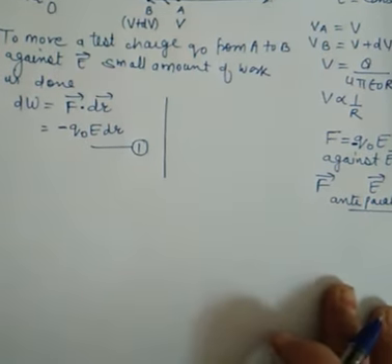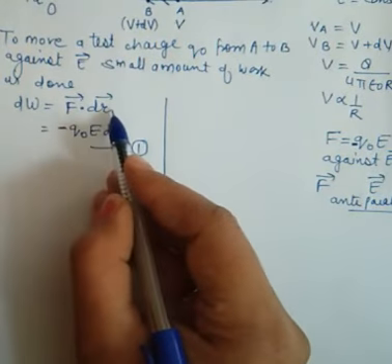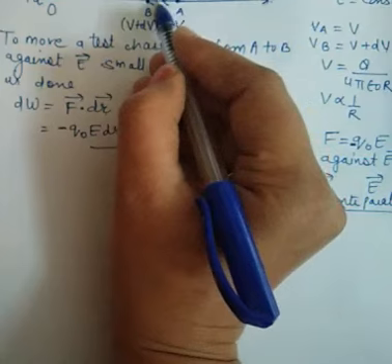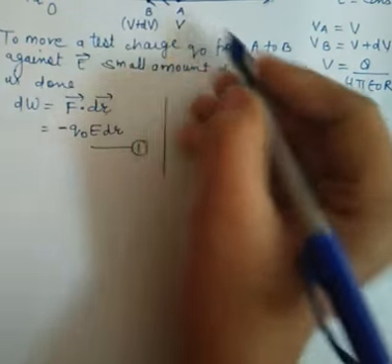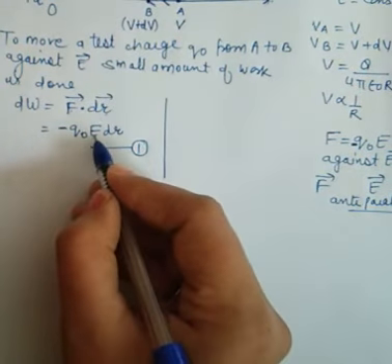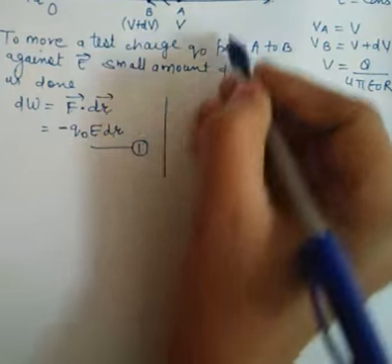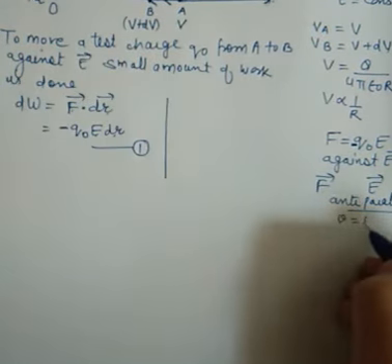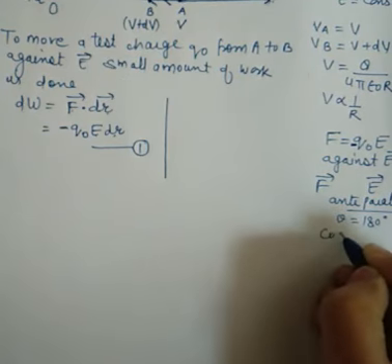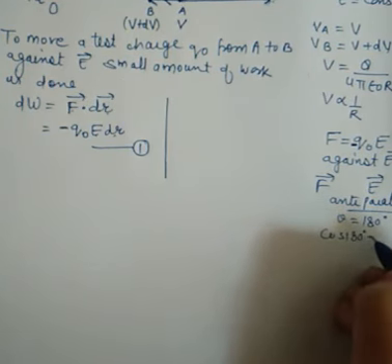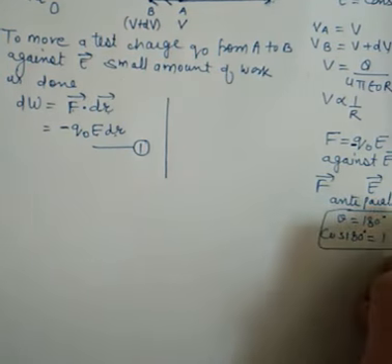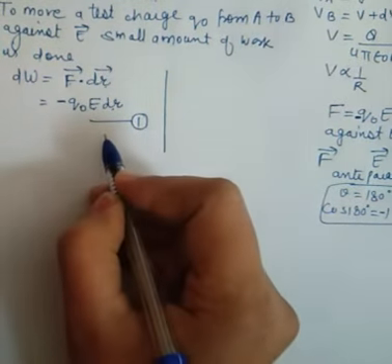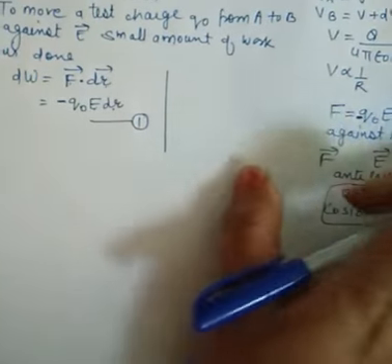Or you may take the electric force, which is in the outward direction, while the displacement is in the inward direction. So put F equal to Q naught E and displacement equal to dr. As these two are in opposite directions, theta equals 180 and cos 180 is minus 1. You can use any one. This is the first method, by which we have found the amount of work done.